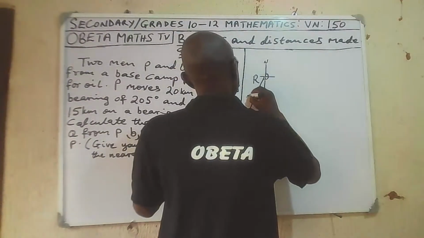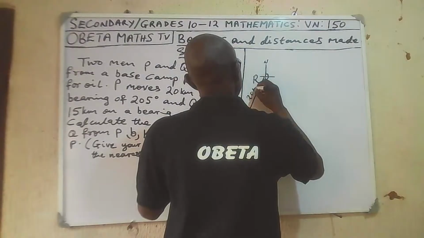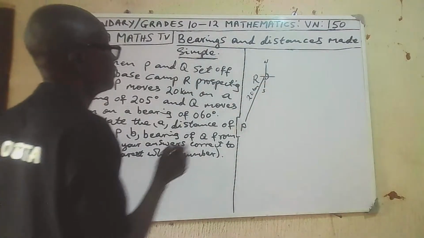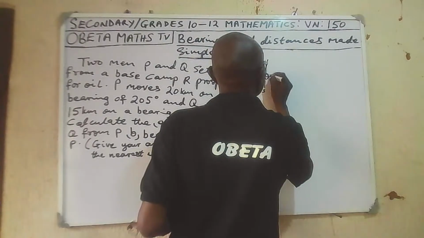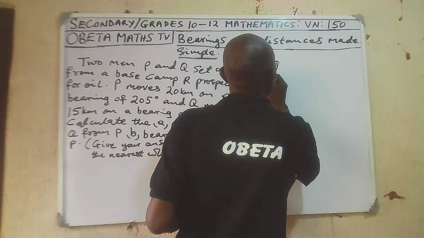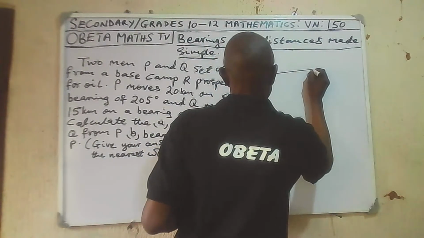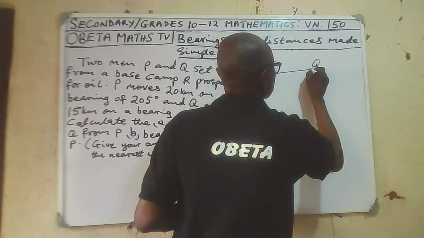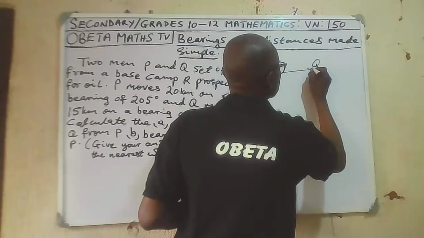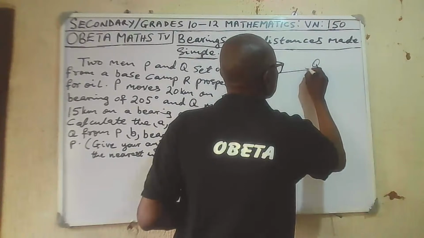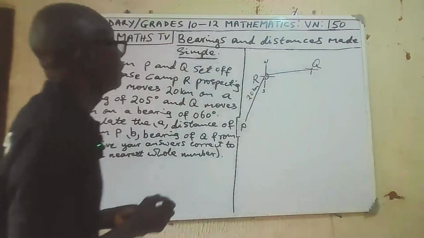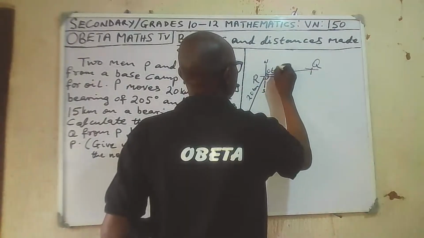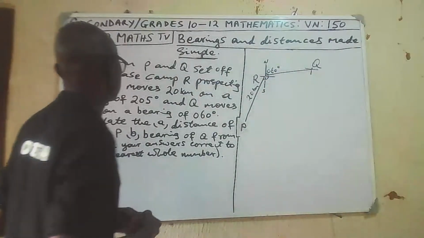Meanwhile, this is 20 kilometers. And then the other one is 060. So let's take this to be our 060, and let's take this to be Q. This is our 060 degrees.